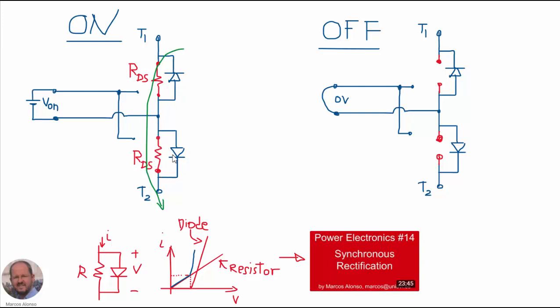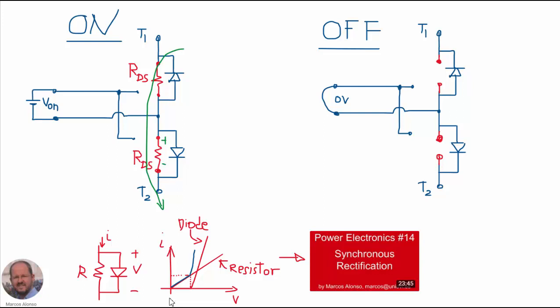But in this other situation here, the current in principle can go through both the series resistance RDS and also through the diode. This diode in principle is not going to conduct as long as the voltage here across this series resistance is lower than the threshold voltage of the diode. And in principle, this is going to happen in most situations. The equivalent circuit is like this.